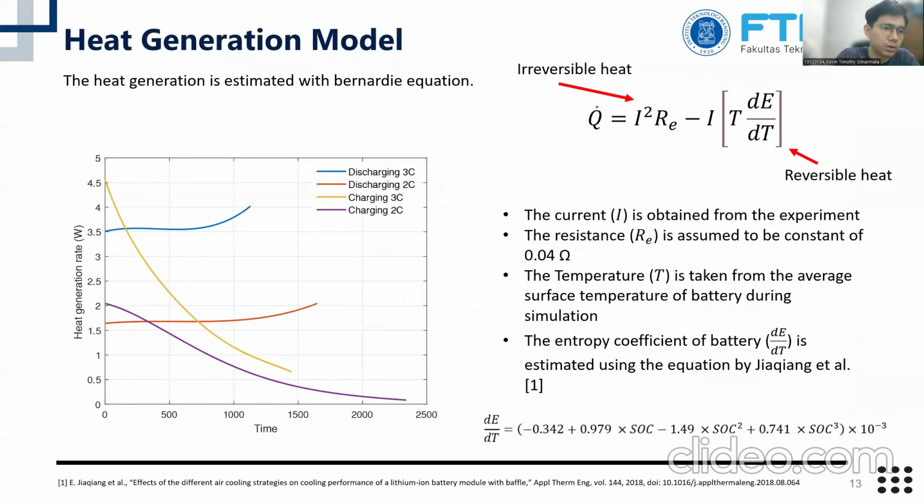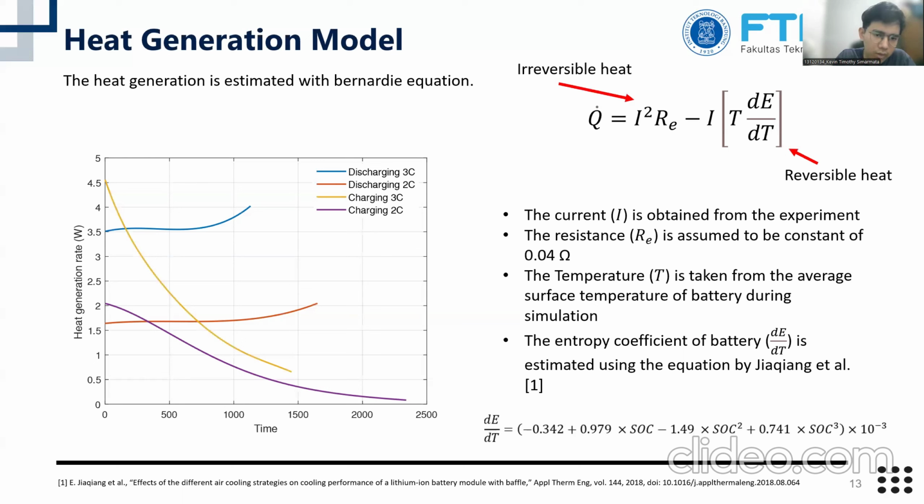The heat generation of the battery is estimated using the Bernardi equation. The first term is the irreversible heat, and the second term is the reversible heat. The current is obtained from the experiment. The resistance is assumed to be constant at 0.04 ohm. This is based on the manufacturer specification. The temperature is taken from the average surface temperature of the battery during the simulation.